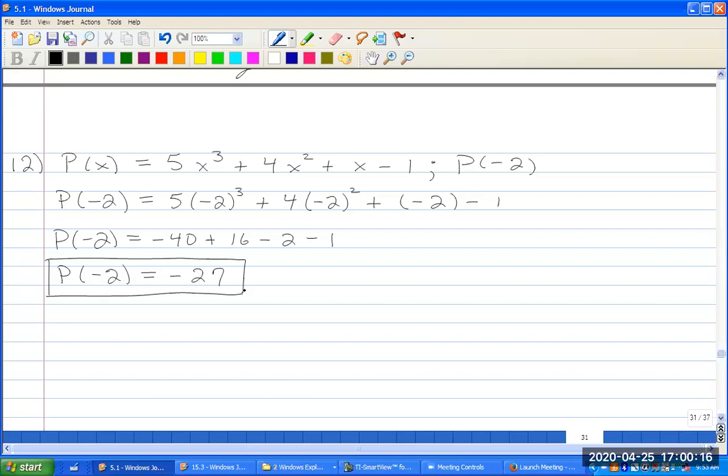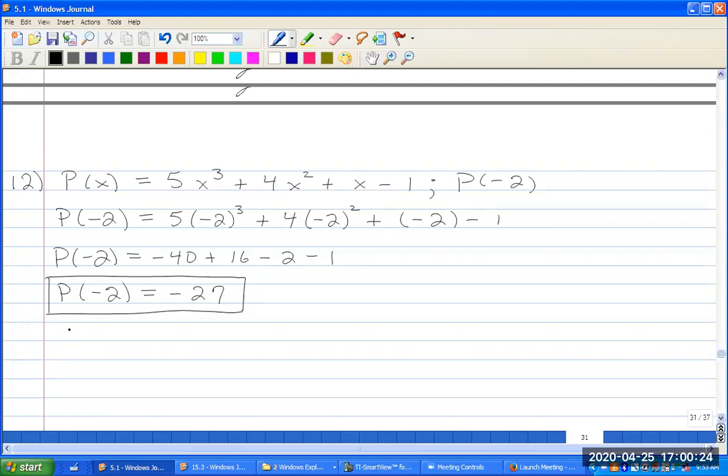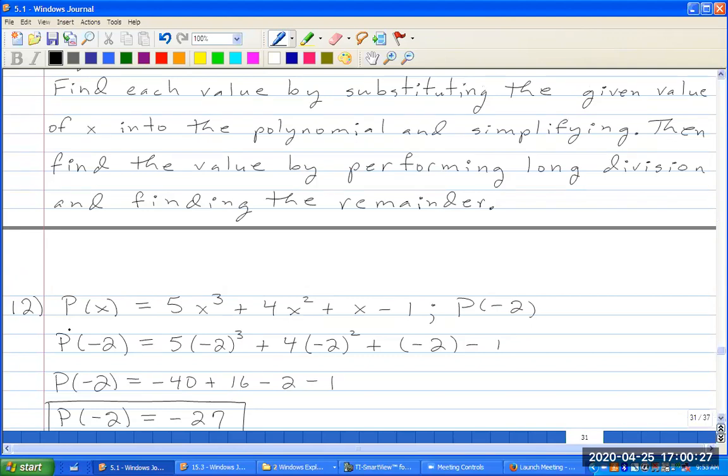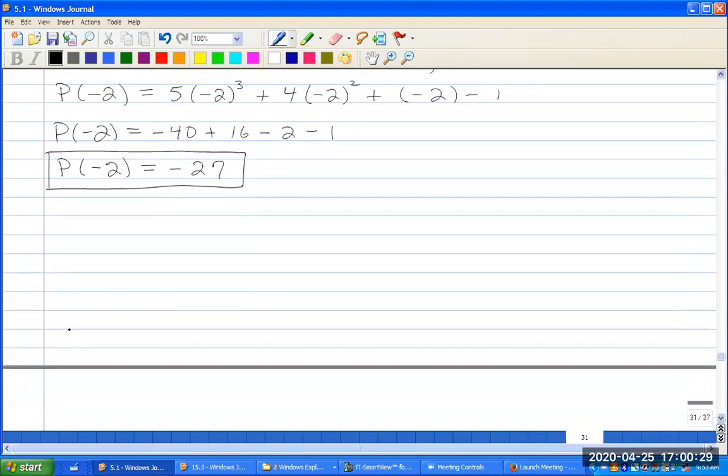Now let's check the remainder theorem. So it says, well, I want to divide. And so let's do a division. They said long division. I didn't want to do long division, but I have to, I guess. So let's divide 5x cubed plus 4x squared plus x minus 1 by x plus 2 and check to see what the remainder is.